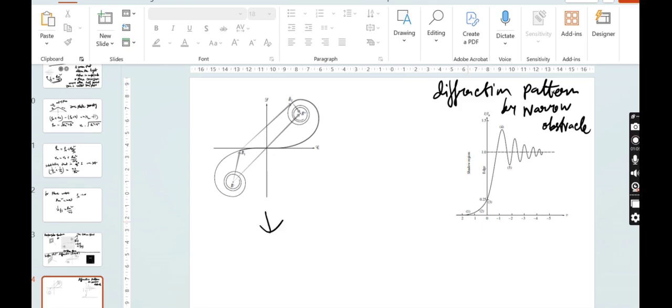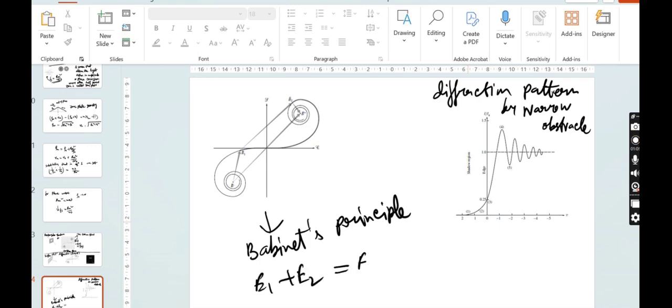This picture corresponds to Babinet's principle. Two diffracting screens are said to be complementary when the transparent region of one exactly corresponds with the opaque region of the other and vice versa. When two such screens are overlapped, the combination is completely opaque. That is Babinet's principle, which is E1 plus E2 equals EU.